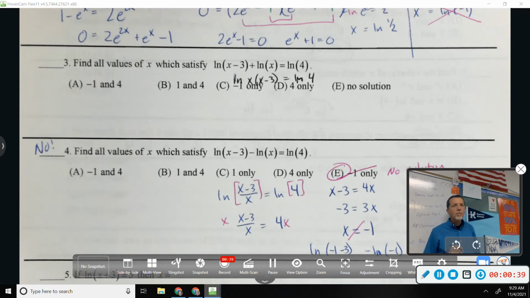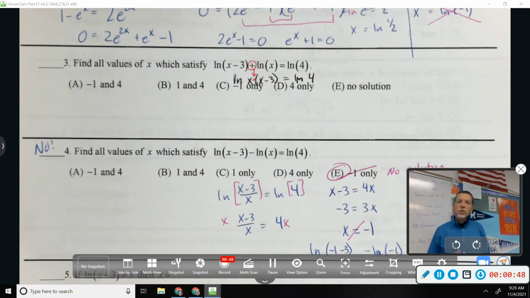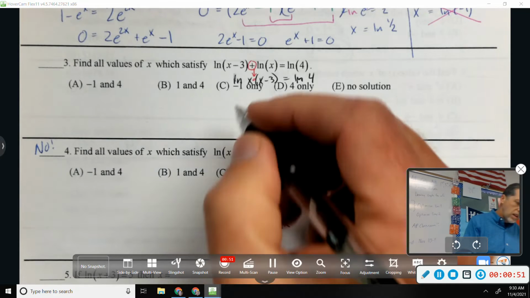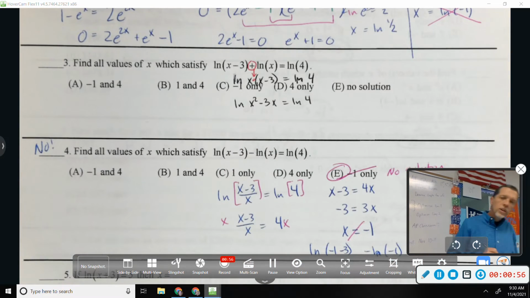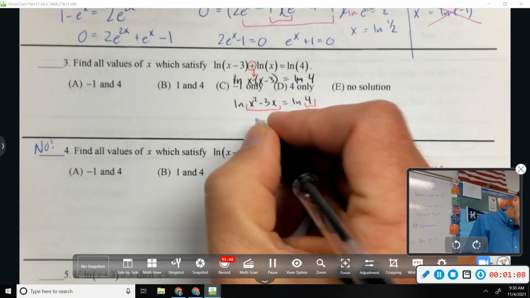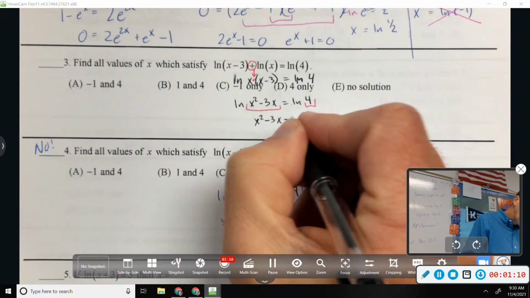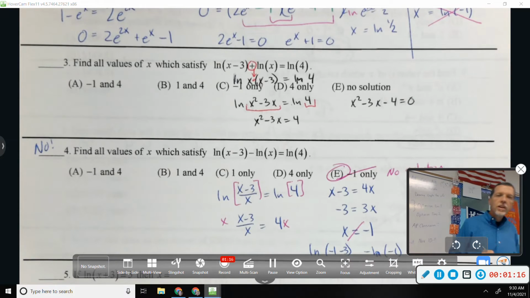Natural log of x times x minus 3, right? Because if you're adding logs, it leads to multiplying their arguments. So natural log of x squared minus 3x equals natural log of 4. Now you have natural log of something equals natural log of something. That means the two somethings have to be equal to each other. x squared minus 3x equals 4, so x squared minus 3x minus 4 equals 0. We've got a quadratic. We hope it factors.